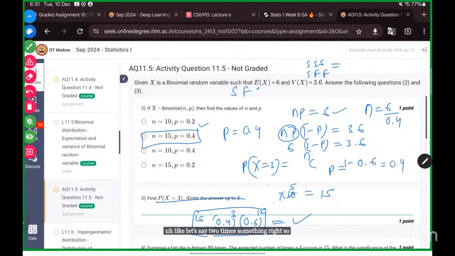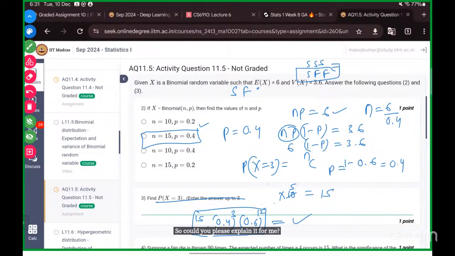Okay. So one thing I wanted to ask you is that in the instructor session, one topic was that the expectation of a sum is equal to the sum of expectations. Actually at that point I wasn't satisfied with the explanation. So could you please explain it for me?